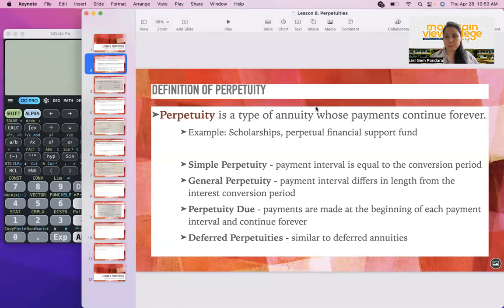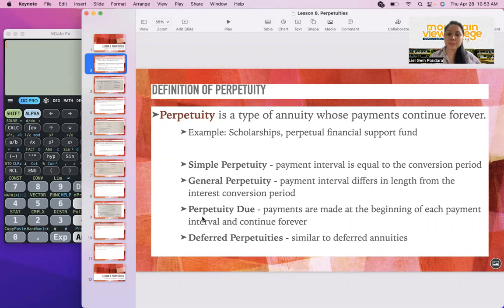Now, there are different types of perpetuities. The first is a simple perpetuity. It happens when the payment interval is equal to the conversion period. For example, the perpetual fund is given every month, and the interest is also converted every month. That is a simple perpetuity. If the payment interval and the conversion period are different, we call it a general perpetuity. Example, the release is every month, but the conversion period is annual. So they are not the same. We call it a general perpetuity.